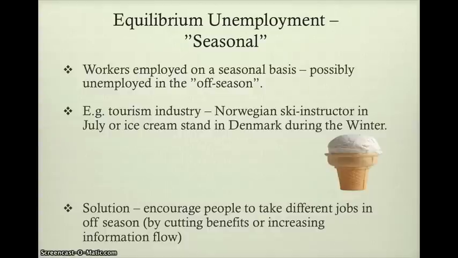The next type of equilibrium unemployment is called seasonal, and this occurs because people are employed on a seasonal basis, and therefore some of them are unemployed in the off-season. For example, a Norwegian ski instructor in July will not have a lot of work and might even be considered unemployed. Or an ice cream stand in Denmark during the winter might have to close down, and therefore the workers are unemployed. And the obvious solution to these issues is to encourage people to take different jobs in the off-season. This could be done by cutting benefits or by increasing information flow, similar to frictional unemployment.